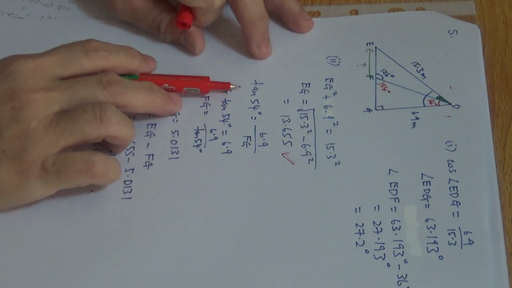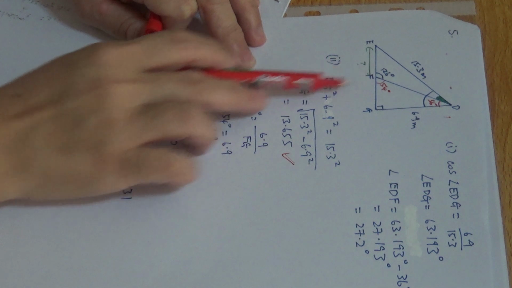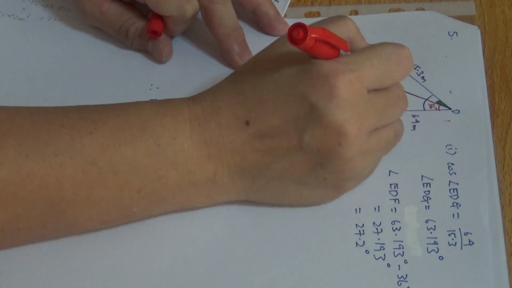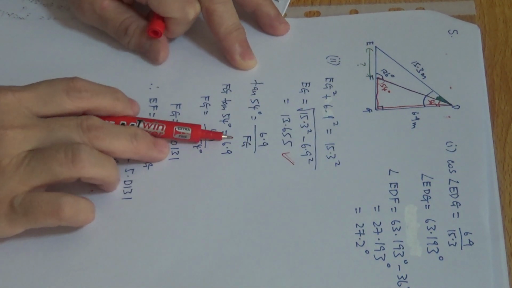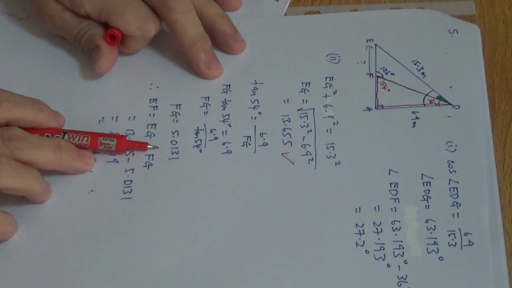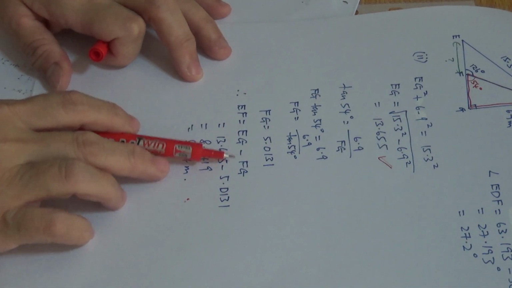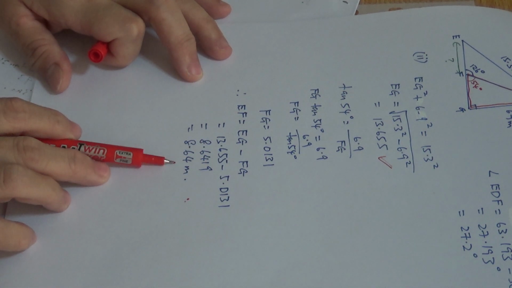Then we use tangent 54. That means we are using this particular triangle to find FG. We are looking at this triangle now. Opposite, adjacent, I'll be able to find FG. I get this answer. And EF is just EG minus FG. You plug in the answer, you will get this final answer.